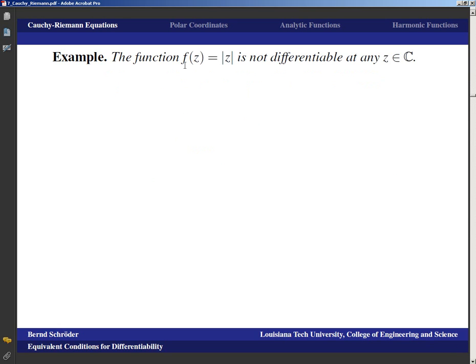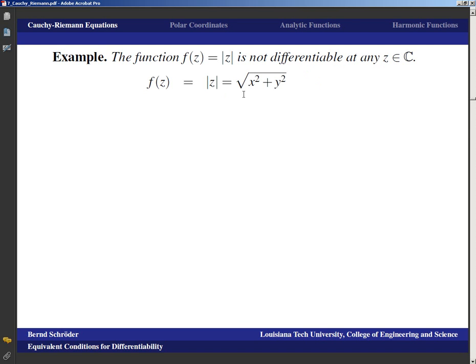Okay, finally, the function f of z equals z absolute value is not differentiable at any z element C. That's kind of interesting, because on the real line, the function f of x equals x absolute value is only not differentiable at the origin. But this one actually has rather catastrophic failure as a function of complex variables, so that means we're not going to look at z bar, which is just fine with me. But let's take a look at f of z equals z absolute value.